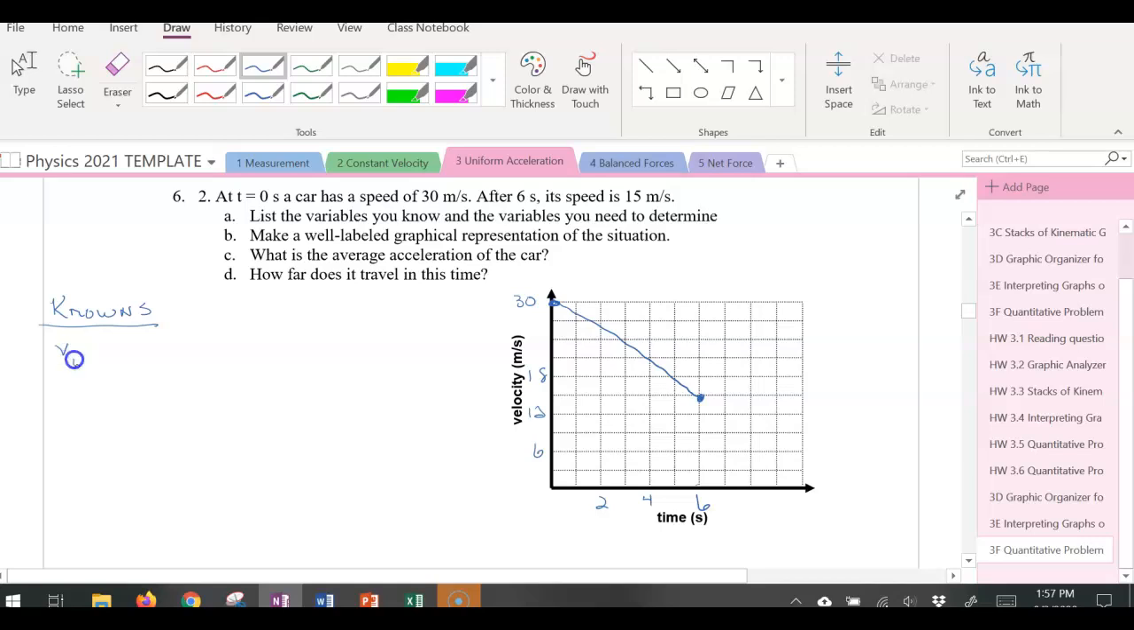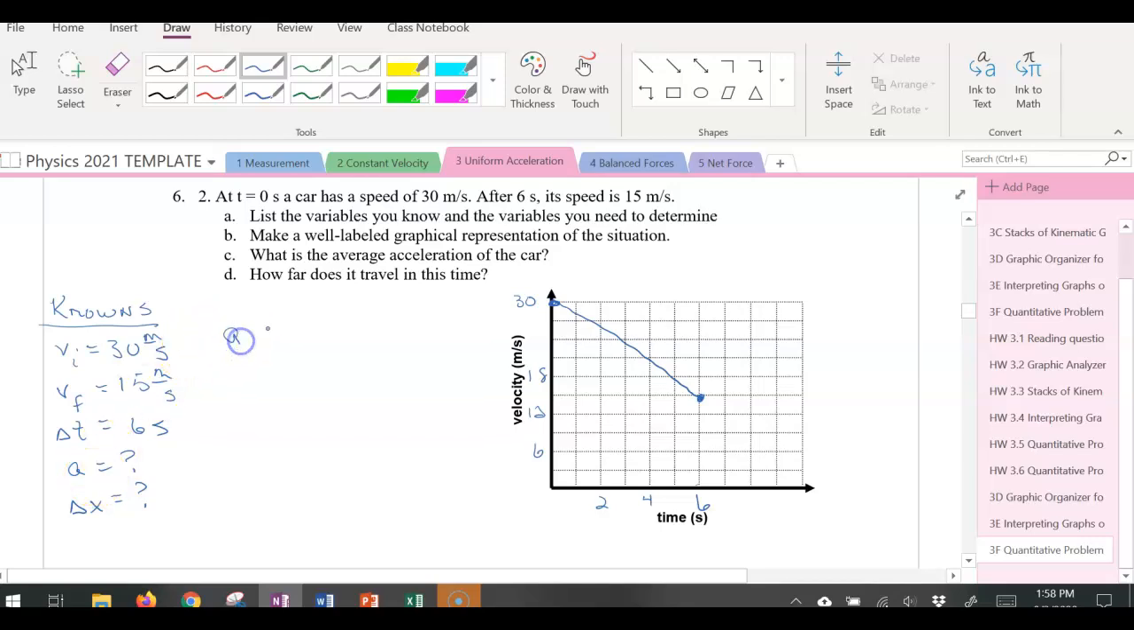Here, my initial velocity is 30 meters per second, and the final velocity is 15. And the time it took for the velocity to change was 6 seconds. I'm looking for the acceleration, and then I'd also like to find the displacement. Okay, so I can use the same equations because I have the same knowns and unknowns.